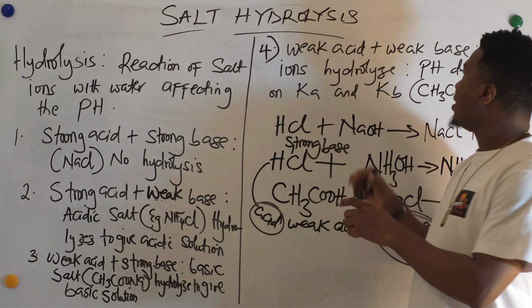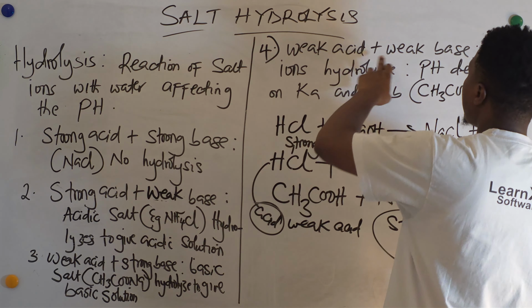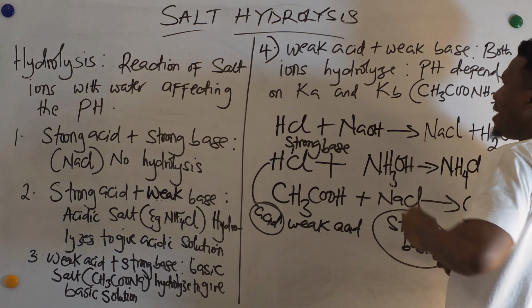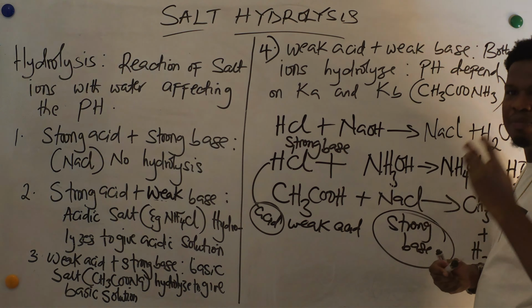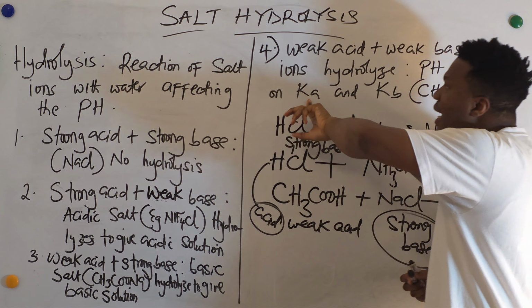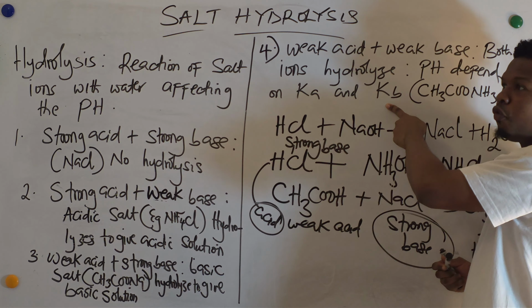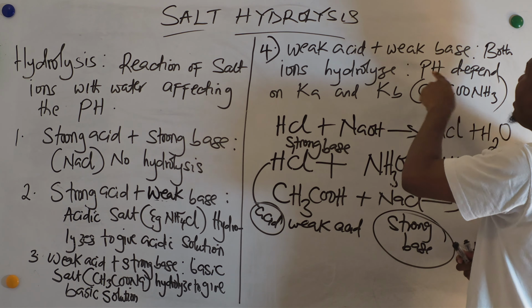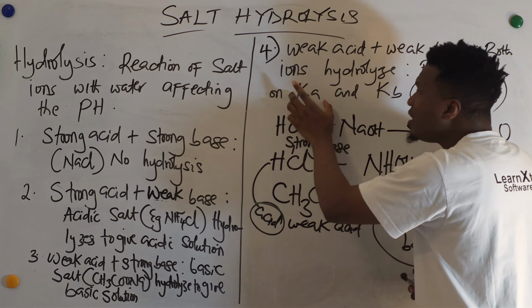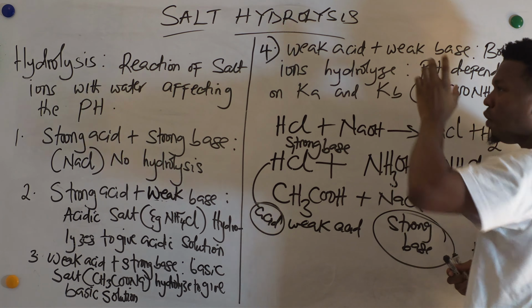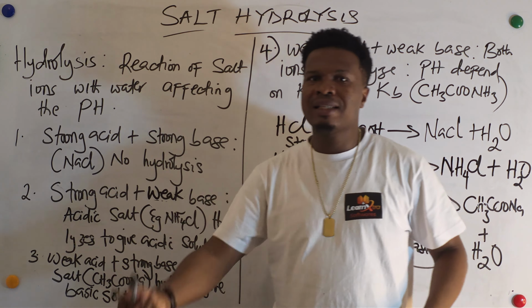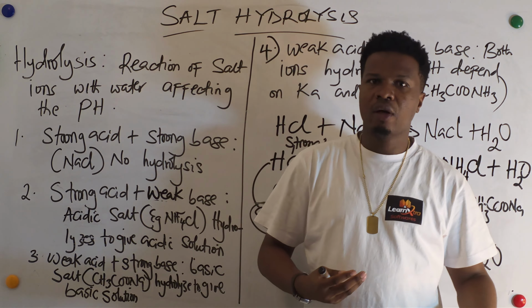So lastly, weak acid plus a weak base, both ions hydrolyze and the pH is dependent on the what? The Ka or the Kb. For this one, they are having the same strength, okay? So the pH will be dependent on the what? On the ionization constant of the acid or of the base. This will tell us if the solution will become acidic or basic, okay?